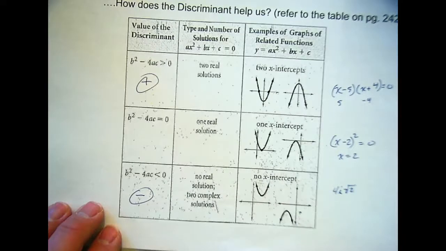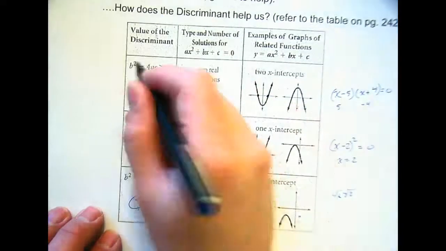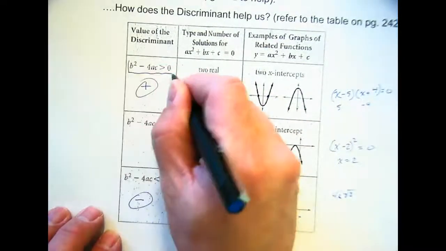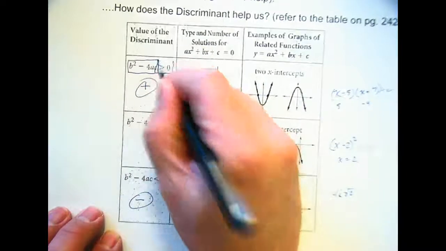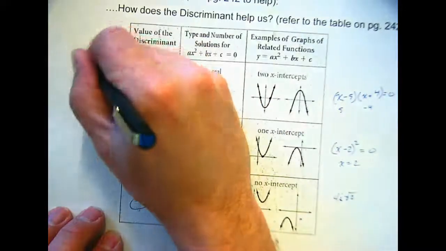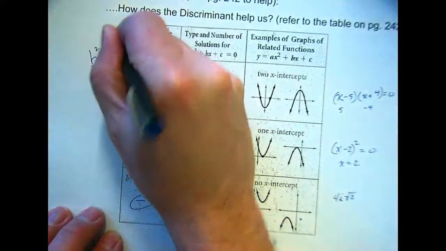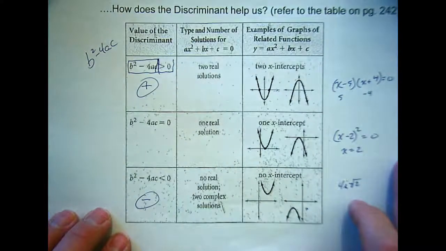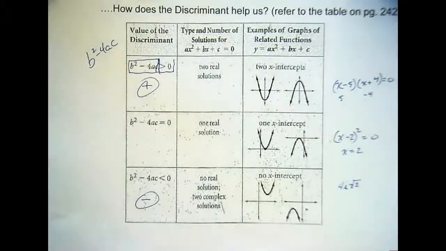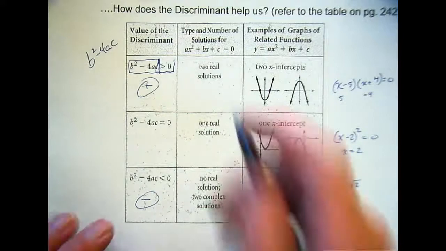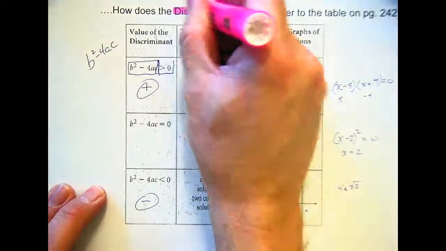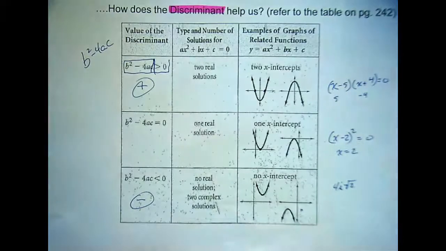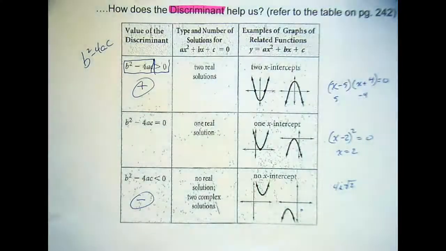This is called the discriminant. Please note that the b squared minus 4ac is called the discriminant. Only the b squared minus 4ac, not the square root. It's just the thing inside the radical. We call that the discriminant, and it helps us to determine how many solutions there are. So if you calculate the discriminant, you should be able to quickly figure out how many solutions that equation will have.